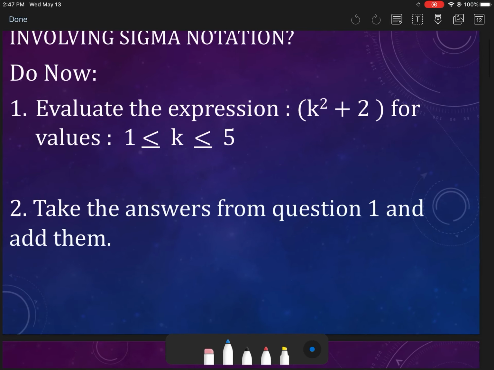So if we were to go back and write this using sigma notation, we would take the big E, and to the right of it, right in the middle, we would write k squared plus 2. The bottom would be k equals 1, and at the top, we would have the number 5. So that's what that would look like using sigma notation. And that's exactly what I just showed you.